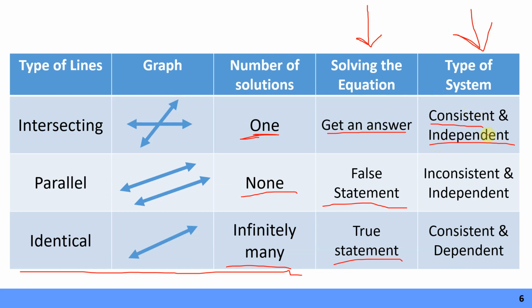Consistent means that it has an answer, and independent means that there are 2 different lines. If you graph a problem and you end up with no solution, we call it inconsistent because it doesn't have a solution, but we still call it independent because you have 2 different lines. Now, if you're solving a problem and you end up with infinitely many solutions, we call it consistent, again, because you have an answer, but we call this one dependent because the 2 lines are the same line.